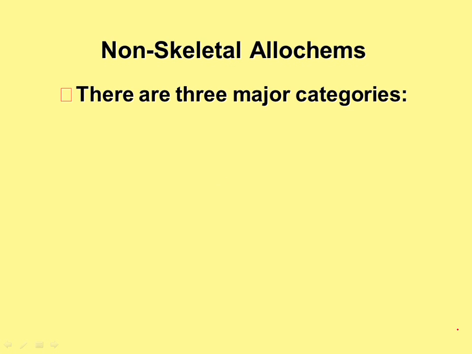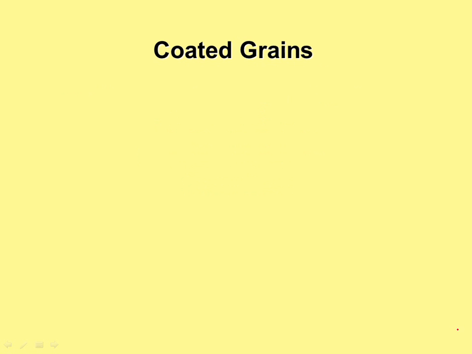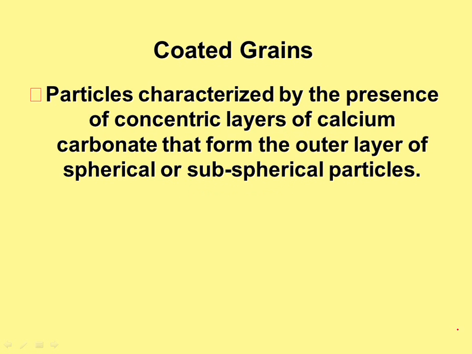So if we look at non-skeletal allochems, there are three major categories that we can look at: coated grains, peloids, and intraclasts. We look at coated grains first. These are particles characterized by the presence of concentric layers of calcium carbonate that form around a nucleus, a central nucleus.